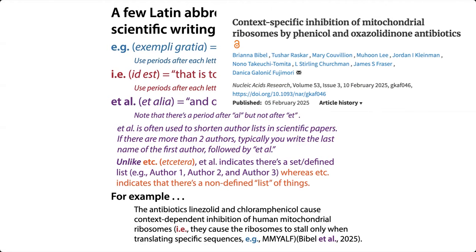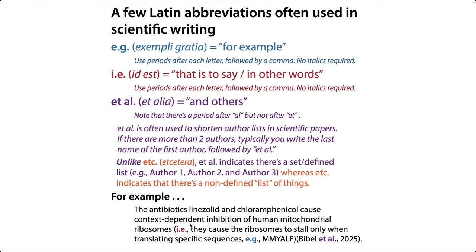And I was not the only author, but I was the first author. And so I put my last name followed by et al. I have my period. That is how you often do these author-date formats. If you have more than two authors, you just put the first author, et al., comma, and then the year. And I used i.e. here to put in other words what I meant by saying context-dependent inhibition, because readers might not be familiar with that.